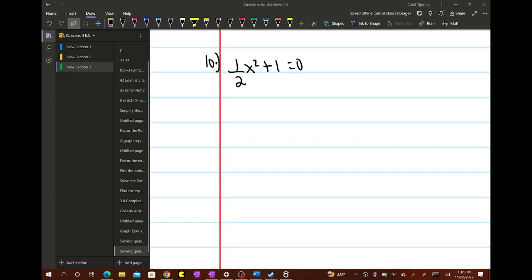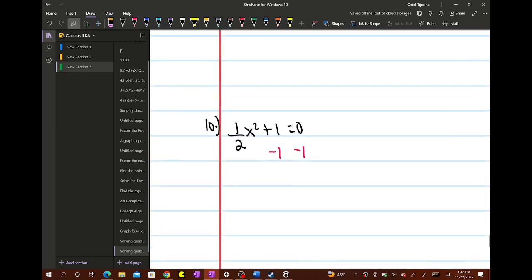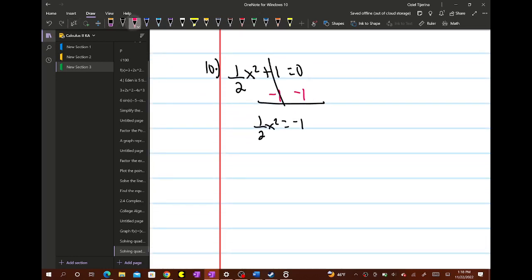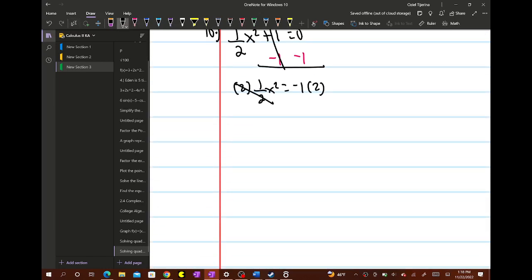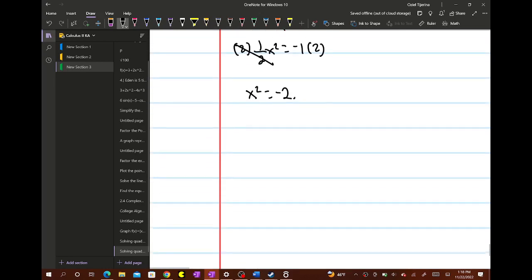So this is the last one of this video, guys. This one looks a little bit more tricky. We're going to subtract 1 on both sides here, right? So then this cancels out, and we have 1/2 x squared equals negative 1. Then you're going to multiply by 2 on both sides, and so this cancels out. You have x squared equals negative 2.